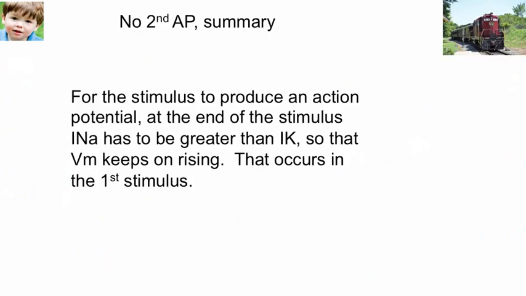For the stimulus to produce an action potential, at the end of the stimulus we must have made the sodium current greater. Let's make the sodium current greater than the potassium current so that Vm keeps on rising. Sodium is bringing positive charges in, potassium is moving them out, so they have to be coming in faster than they're going out so that Vm can keep on rising. And that's what happens with the first stimulus.